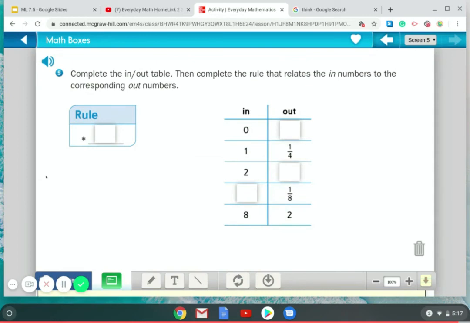Again, if you have access to the ConnectEd platform, you can just go along at your own pace. And if for some reason you're having connection issues or do not, you can go ahead and pause this video in between the problems and perform the calculations on your notebook.